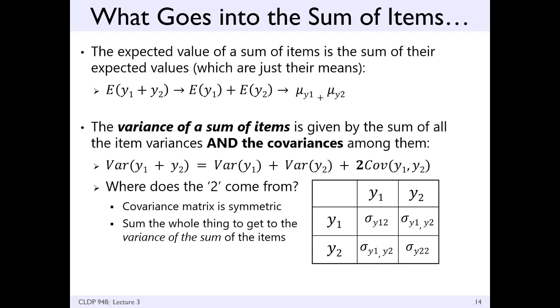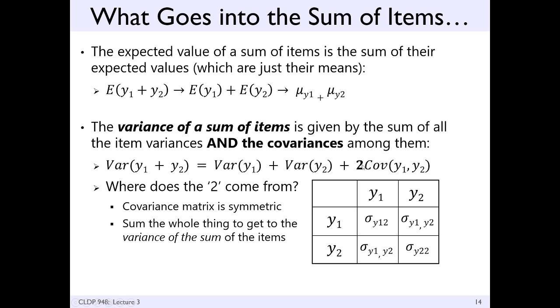Another thing that is going to show up repeatedly is this idea of covariance. So if I want to figure out what the expected value is of a sum of items, I just sum those means. But if I want to know what goes into the variance of a sum, the covariances show up too. And this is the definition of alpha. It uses this property. So you end up with the variance of item 1 plus the variance of item 2 is each of those variances separately plus any covariances that they have.